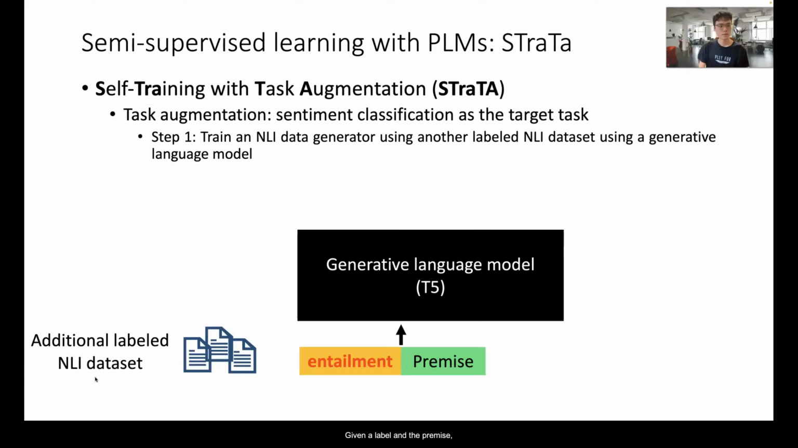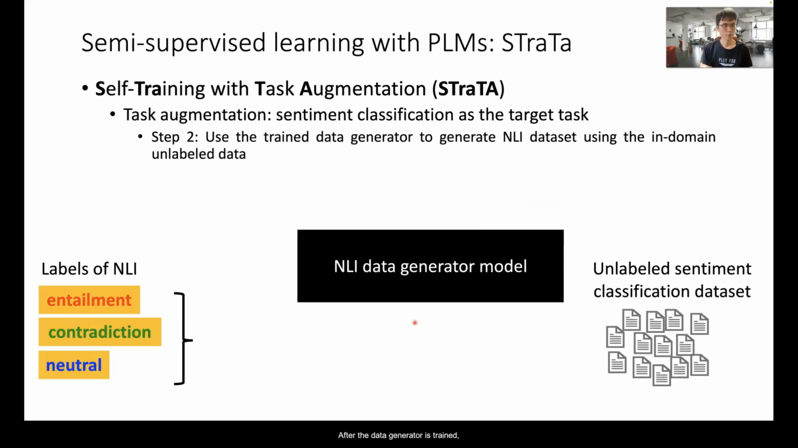Given a label and a premise, the generator is trained to generate a hypothesis, such that the relation between the given premise and the generated hypothesis corresponds to the given label. For example, if a data point in the NLI dataset has the label entailment, then we give the model the word entailment and the premise, and the model learns to generate the hypothesis that entails the premise.